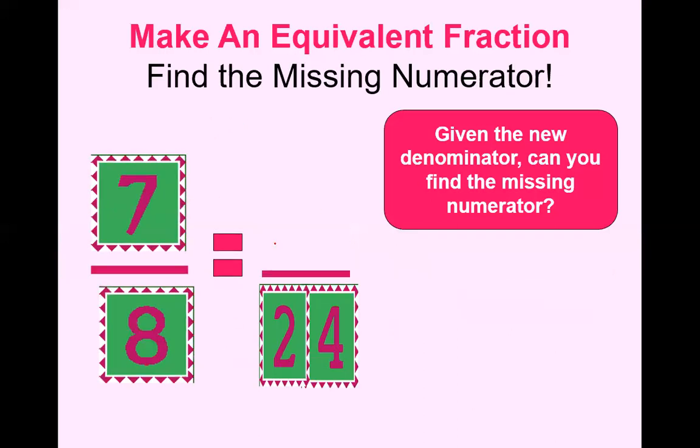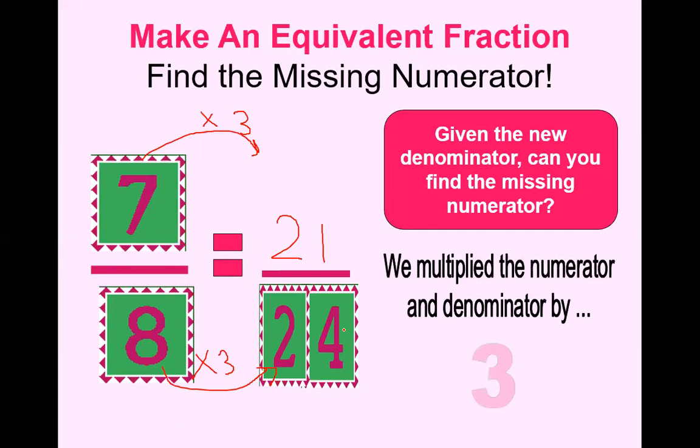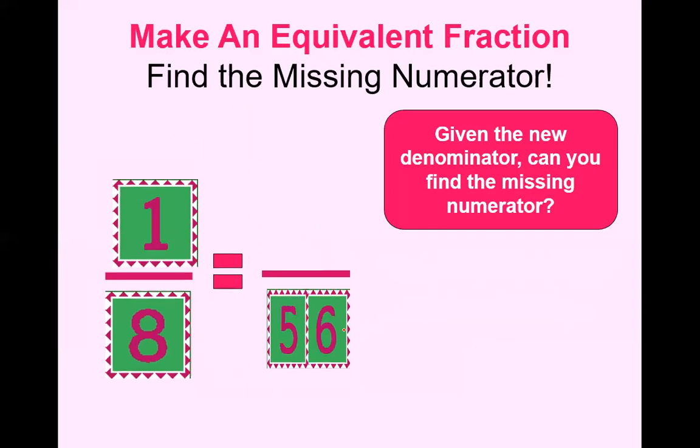So the next question is, you have to again find the missing numerator. When you have the denominator, how will you make 8 into 24? In the 8 tables, we can see that when you multiply by 3, you will get 24. So the top number has to be multiplied by 3 to get 21. So 7 3s are 21. So 7 by 8 is equivalent to 21 by 24. It means that we have multiplied the numerator and denominator by 3. Again, we will find the missing numerator like we have done in the previous questions. In the 8 tables, we have to see whether 56 comes or not.